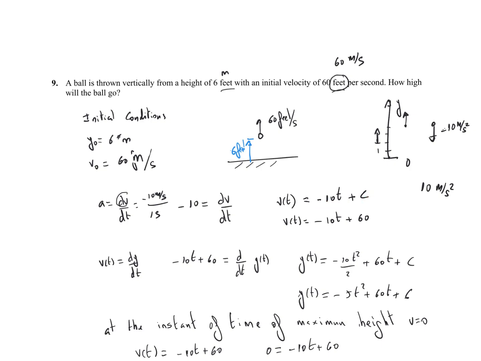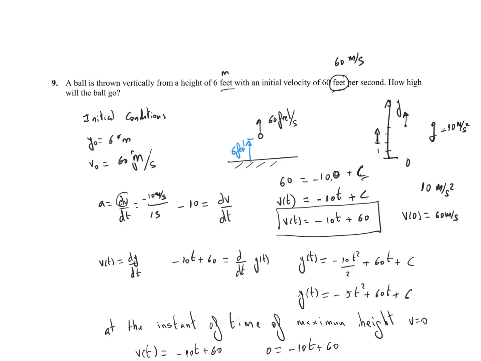Plug in the initial condition that v at t equals 0. V of 0 is equal to 60 meters per second, so I put 60 here, equal to minus 10 times 0, because the initial time is 0, plus c. So I get that the constant c is 60. 10 times 0 is 0, c equals 60. So the velocity v of t is minus 10t plus 60. Now we go to the second part.